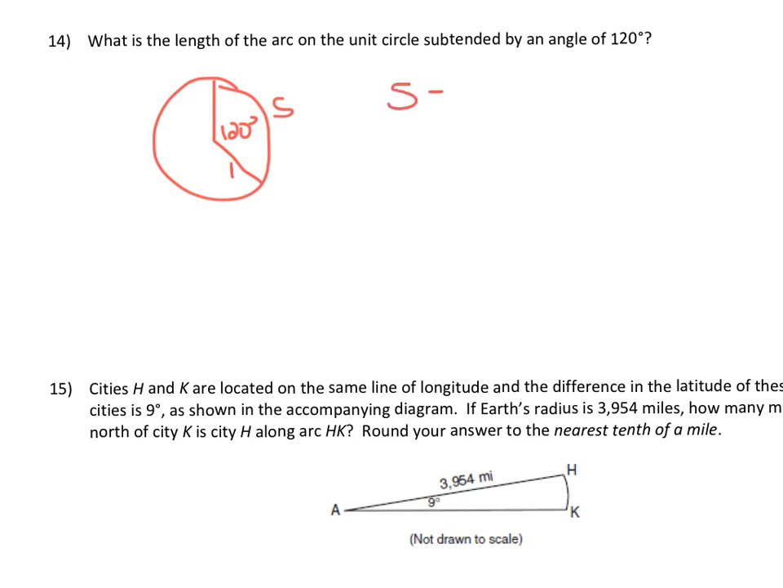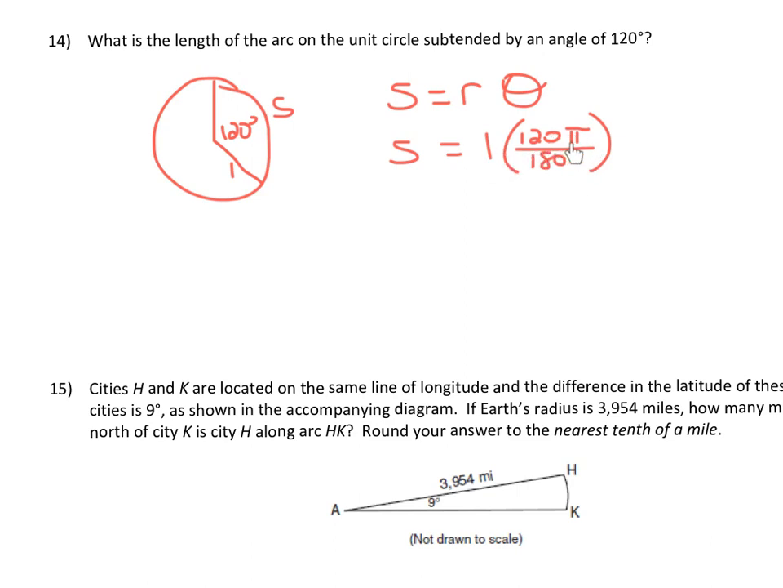Okay, so let's do S equals R theta. We're looking for the S. We know the radius is 1, and our angle is 120. To change that from degrees into radians, remember, you always want to plug in radians into this formula, we'll multiply by pi over 180. Now, I know in the last question I told you to round that answer to the nearest tenth. For this one, I don't want you to round. We're going to leave it in terms of pi.